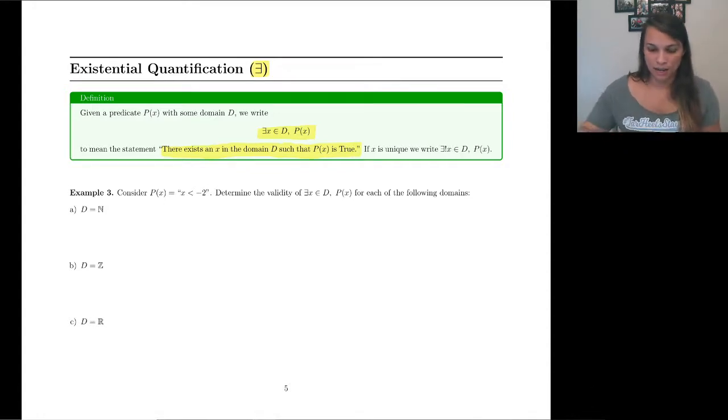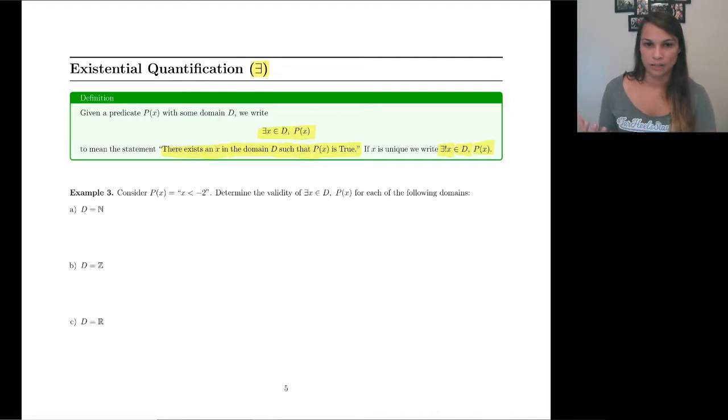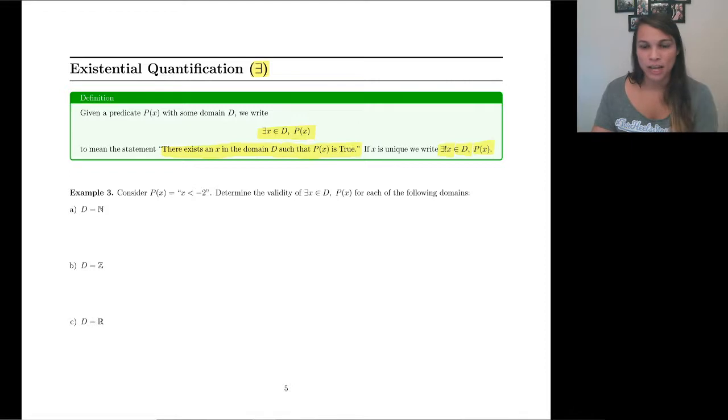And then if there's exactly one time that it's ever true, we can say that there exists a unique X right there in our domain D such that P of X is true. So let's do an example. We're going to do a different P of X this time. We're going to use X is less than -2. And we're going to look at each of the different domains.